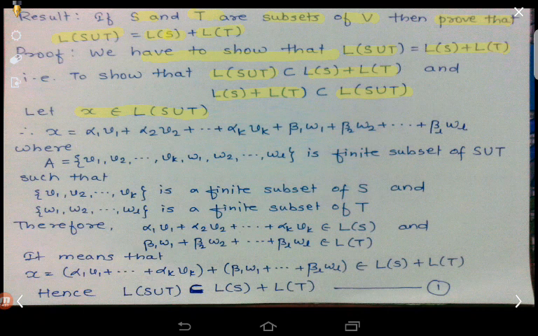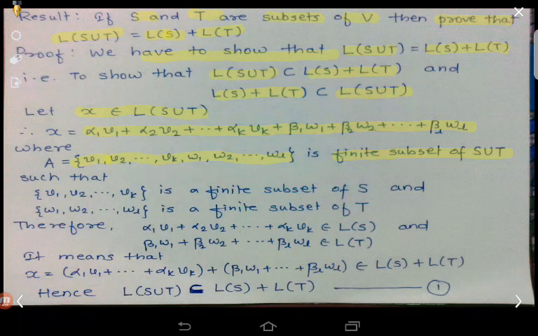So it is a member of linear span, that means that element can be written in the form of linear combination. So we have taken X equal to a linear combination of V1, V2, up to Vk and W1, W2 up to Wl, where this set of vectors which are present in the linear combination is a finite subset of S union T. This is according to the definition of linear span.